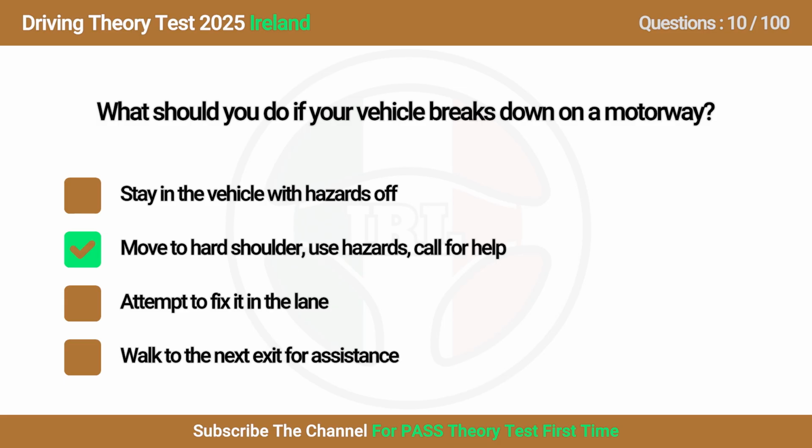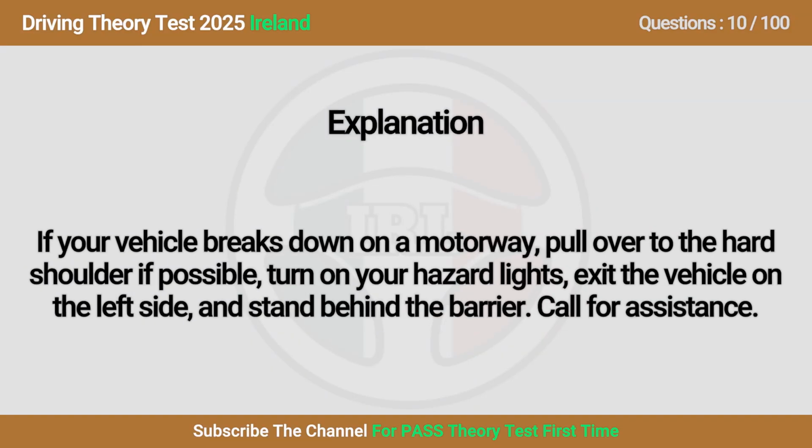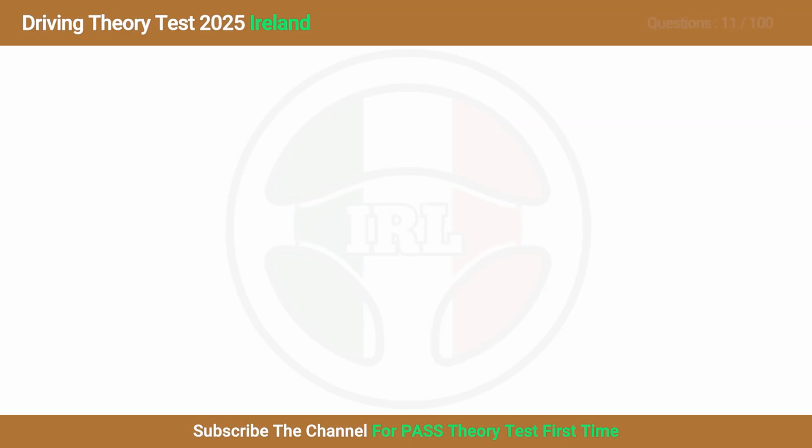Answer is B. Move to hard shoulder, use hazards, call for help. If your vehicle breaks down on a motorway, pull over to the hard shoulder if possible, turn on your hazard lights, exit the vehicle on the left side, and stand behind the barrier. Call for assistance.